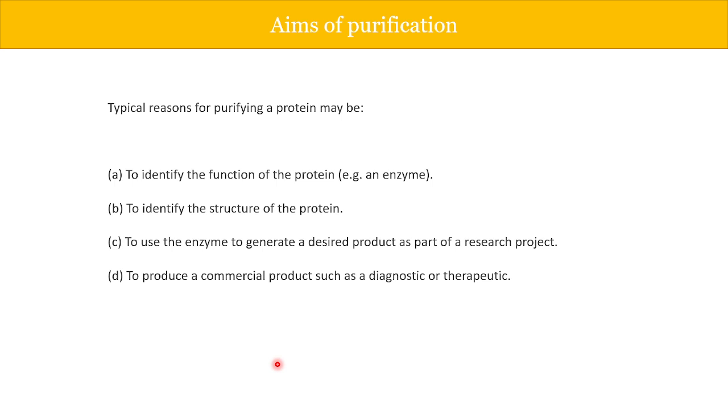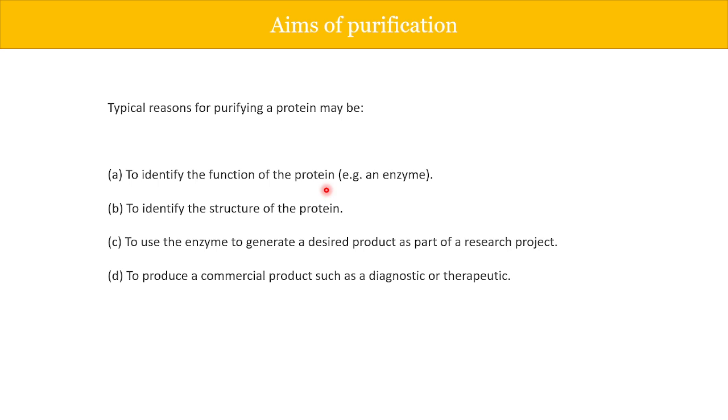So what is the aim and why do we want to purify? The typical reasons for purifying a protein is to identify the function of a protein. We know that enzymes are also proteins. So we need to find out how this protein works. For this we need to purify a protein from the other bacterial proteins which the bacteria also expresses. It can also have contaminants, different other mixtures from which we need to separate, such that we get the pure form of this protein.